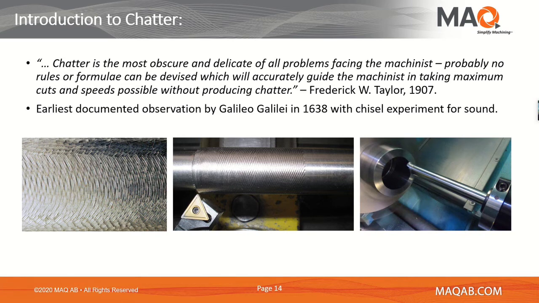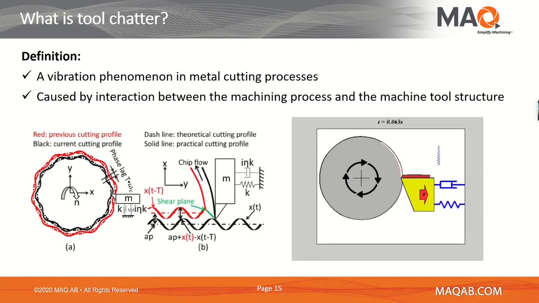Chatter brings a bad surface finish, and it exists in both internal and external machining. It is one of the most difficult problems to resolve. The definition of tool chatter is a vibration phenomenon that occurs naturally in machining processes, caused by the interaction between the machining process and the machine tool structure.